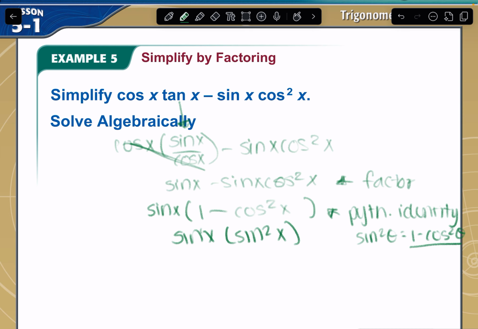It is understood that if I have a sine by itself, or really anything by itself, it has an exponent of 1. So whenever I go to multiply these together, your exponents are going to add. So sine times sine squared is going to give me sine cubed x. That is my answer to this. I can't simplify that further. I didn't necessarily end up with just a sine by itself, but I ended up with the word sine by itself. So that is your answer to example 5.